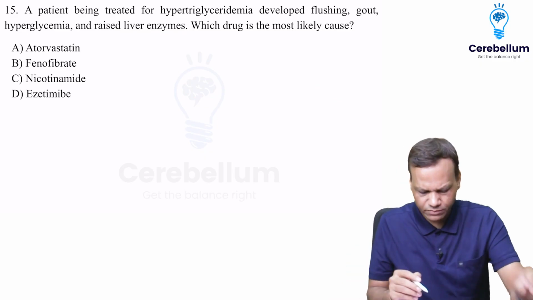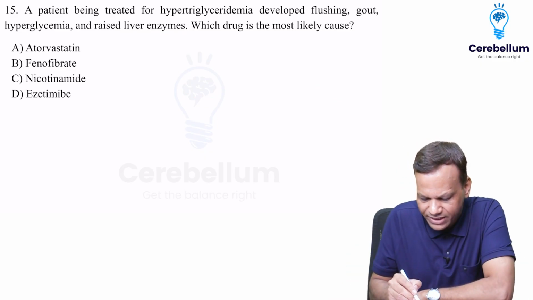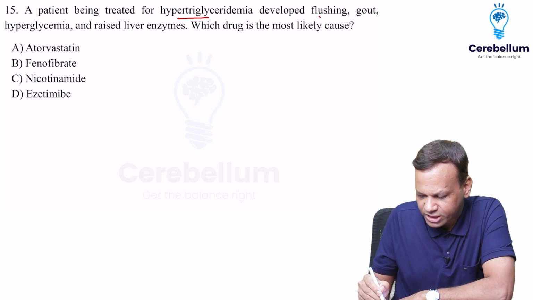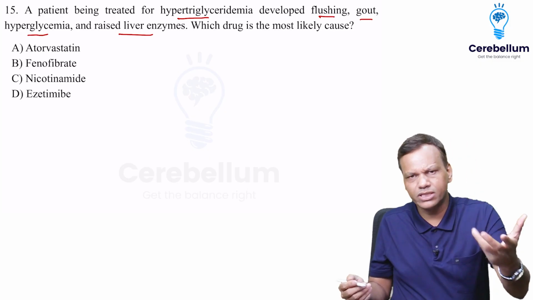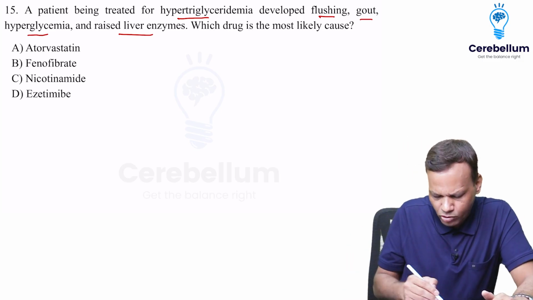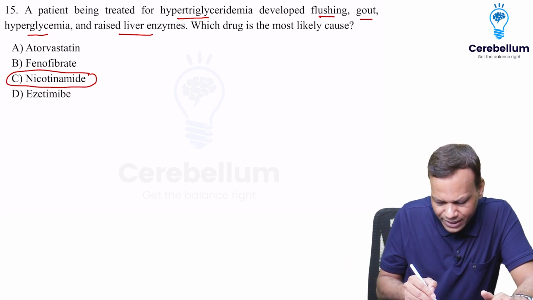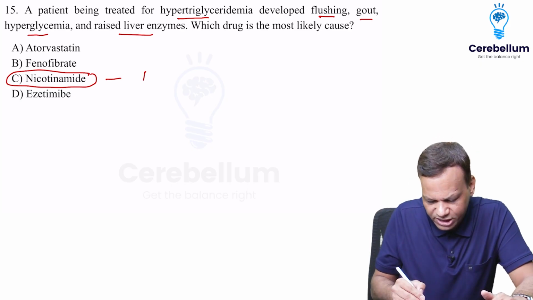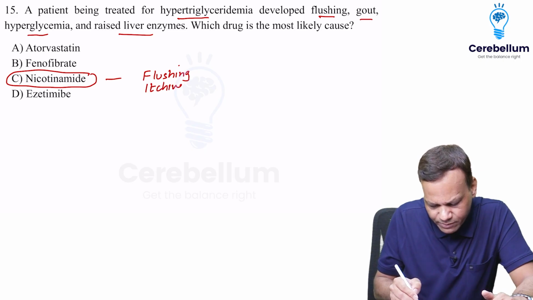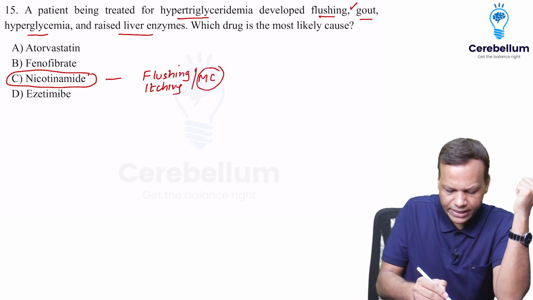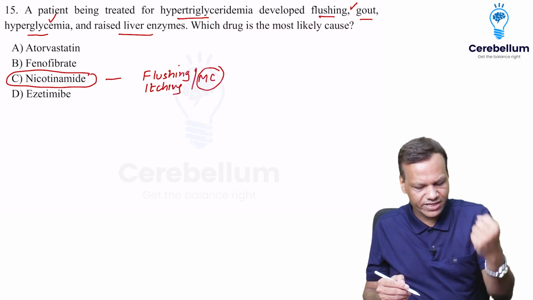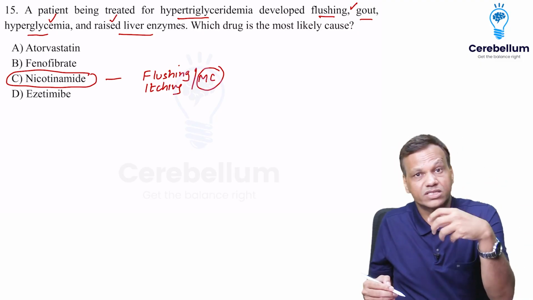Okay. Next question. A patient being treated for hypertriglyceridemia developed flushing, gout, hyperglycemia and raised liver enzymes. So all these are characteristic of, yes, niacin or nicotinic acid. Niacin causes flushing and itching, which are the most common side effects of this drug. They are compliance limiting side effects. And apart from that, it can result in hyperuricemia, which can lead to gout. It can cause hyperglycemia and insulin resistance, and it is hepatotoxic also.